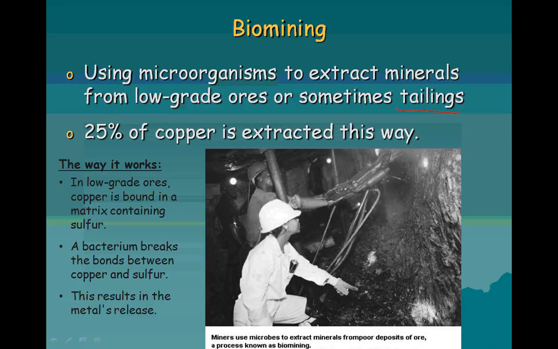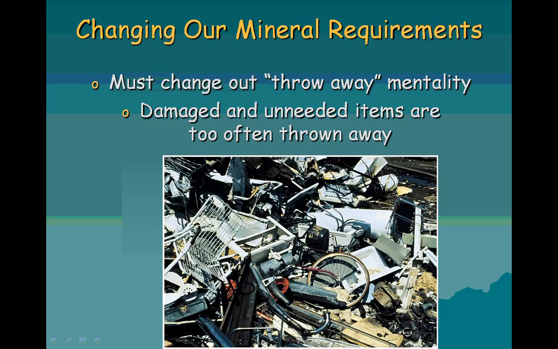And the way it works, 25% of copper is extracted this way. These low-grade ores, or ores that have low concentrations of minerals, have copper bound in a matrix with sulfur, and that's preventing the copper from being mined effectively. But if you get bacteria that can break down these bonds between the copper and sulfur, the metal will be released. So you can see this caption here. It's an interesting process that might work.